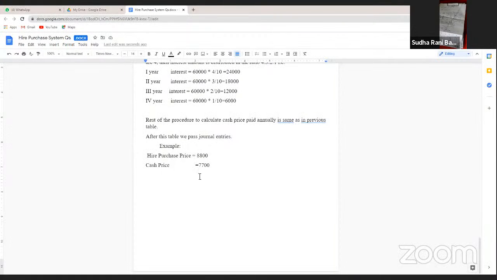Yes. So hire purchase price is given as 8,800 and cash price is given as 7,700. So the interest to be paid is 1,100, right? Which is okay. So how do we do this now?